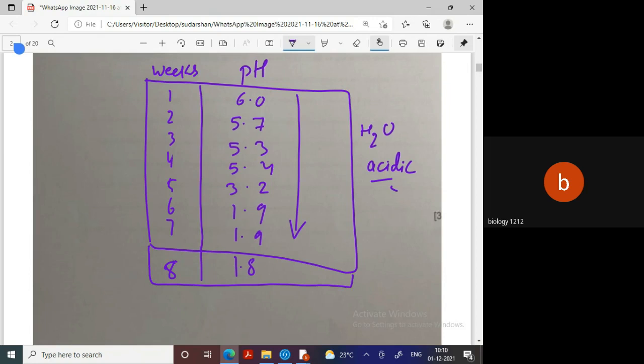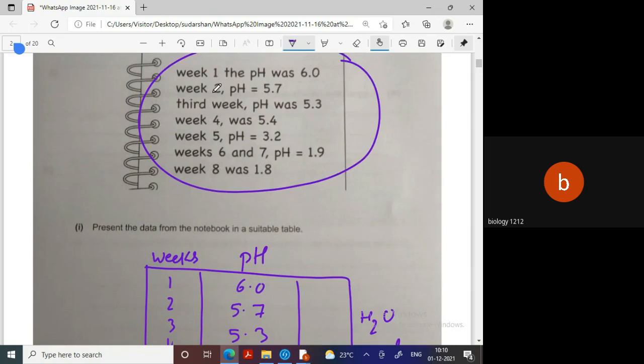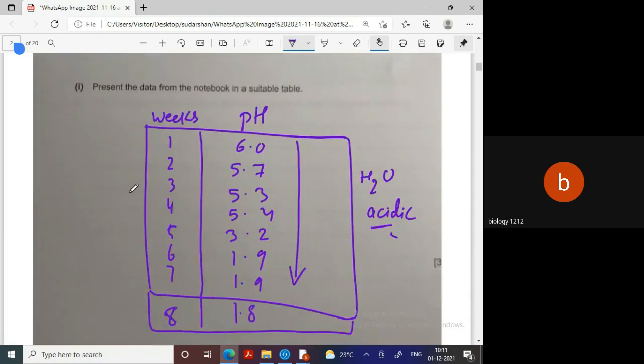We'll give you 3 marks here. Always a very easy one to represent the data, right? You can see 1, 2, 3, 4, 5, 6, and 7 together. They have given an 8th week 1.8. So pH level is decreasing, acidity increases.